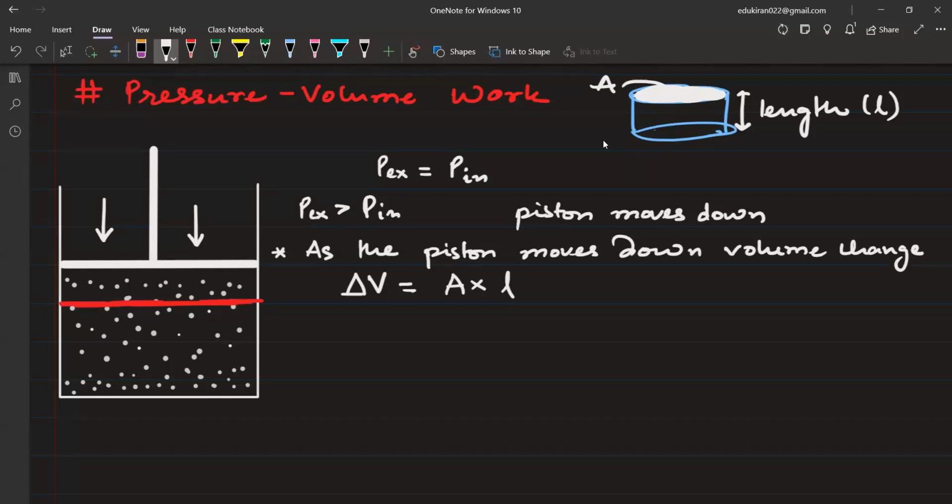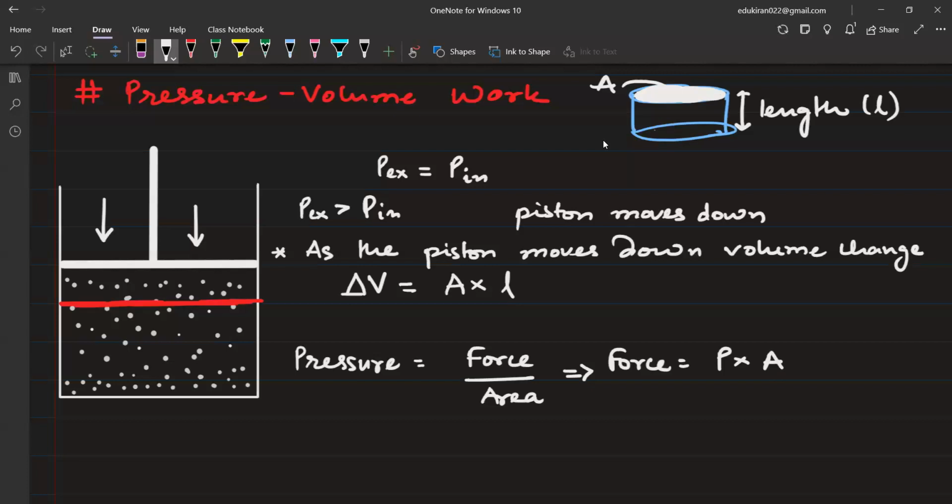Okay, now listen to the next thing. We know that pressure is equal to force upon area. So force can be written as pressure into area, right? Yes, sir. Okay. What is work?